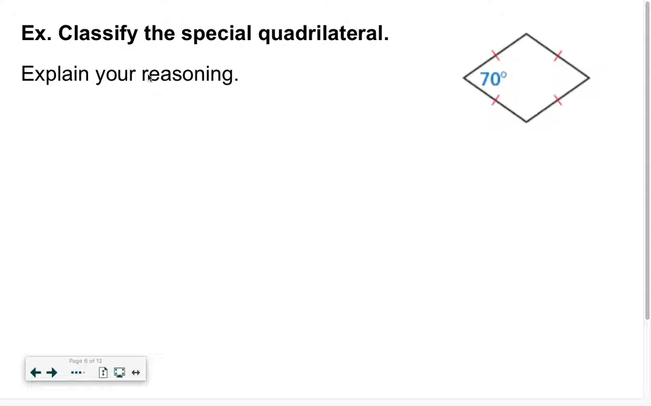Classify the special quadrilateral, explain your reasoning. So look at that shape. Your options are, is it a parallelogram, just a plain old parallelogram? Do we have enough information to say it's a rectangle? Do we have enough information to say it's a square? Or do we have enough information to say it's a rhombus? Okay, think about that question. You have 4 options. Do we only have enough information to say it's a parallelogram? Do we think it's a rectangle? Do we think it's a rhombus? Do we think it's a square? Who's got some thoughts? Which of those 4 shapes do we think it is?